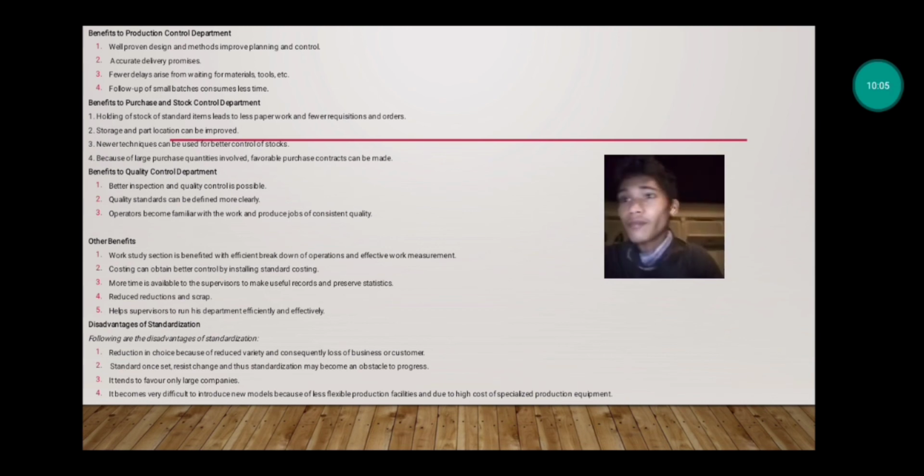Benefit of purchase stock control department: holding the stock standard item leads to less paperwork and fewer requisitions and orders.